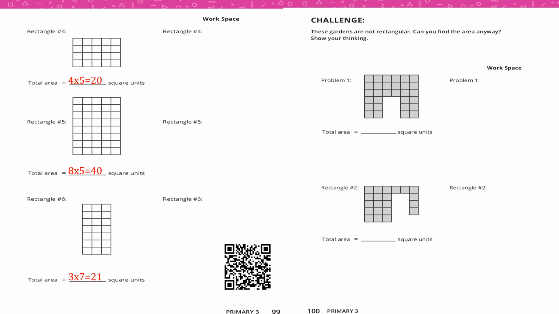Now let's move to the challenging part. Here we have a garden and in this problem number 1, we want to find the total area. I think the easiest way is to count the small squares. Let's count them together. If we count them, we will find 30 square units. And in rectangle number 2, if we count the small squares, we will find 21 square units.